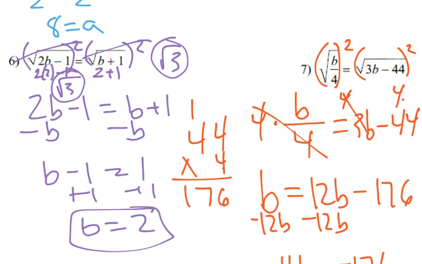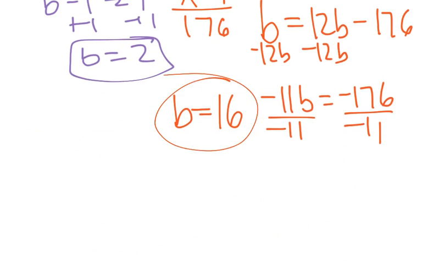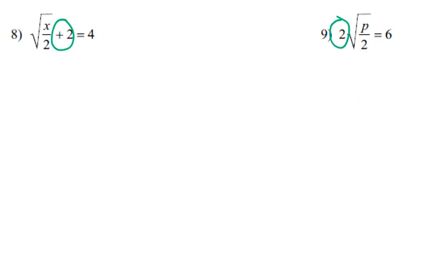So if I really wanted to, I could check that. 16 divided by 4 is 4. Square root of 4 is 2. Right? 3 times 16 would be 48. 48 minus 44 is 4, and the square root of 4 is 2. So yeah, it works. So that is a correct answer. Alright? So, not too bad, right? Moving right along with these.